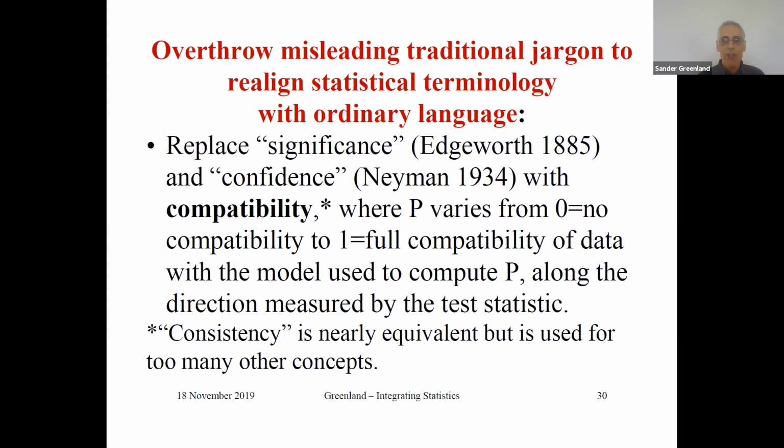Overthrow misleading traditional jargon and realign statistical terminology with ordinary language. Replace significance, a dinosaur from the 1880s, and confidence, from Neyman in the 1930s, with compatibility, where the P varies from 0, no compatibility, to 1, full compatibility of the data with the model used to compute the p-value.